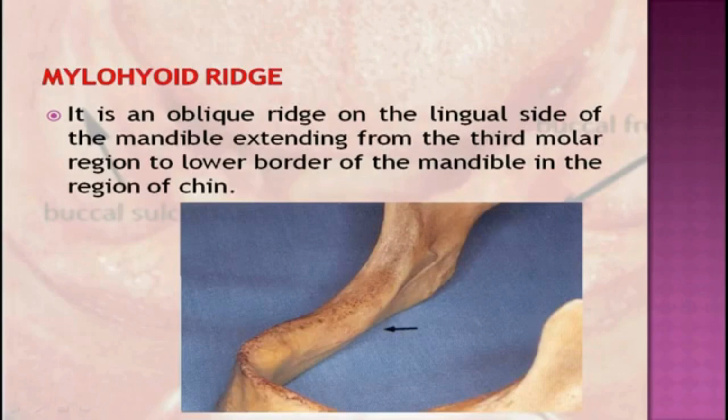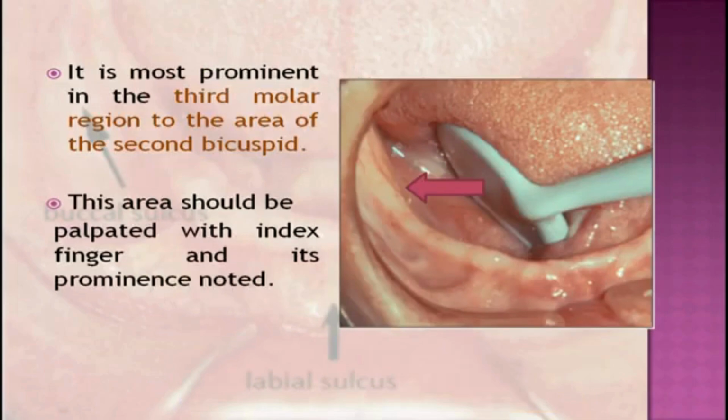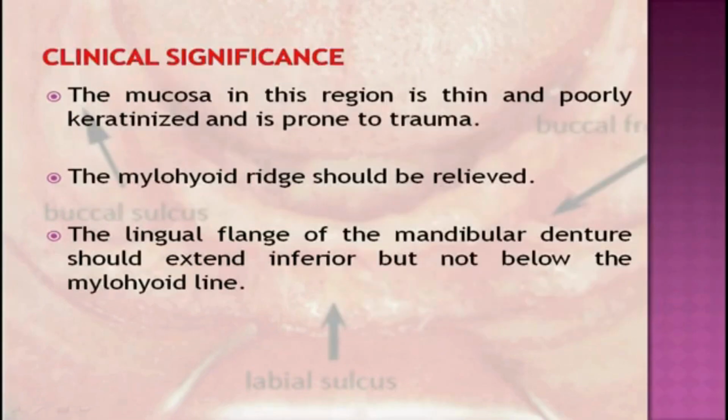Mylohyoid ridge. The mylohyoid ridge is an oblique ridge on the lingual side of the mandible extending from the third molar region to the lower border of the mandible in the region of the chin. It is most prominent in the third molar region to the area of the second bicuspid. This area should be palpated with the index finger and its prominence should be noted. The mucosa in this region is thin and poorly keratinized and is very prone to trauma. So the mylohyoid ridge should be relieved.